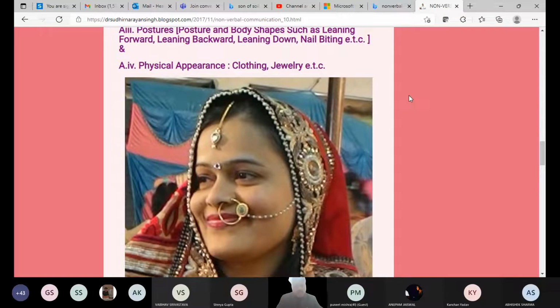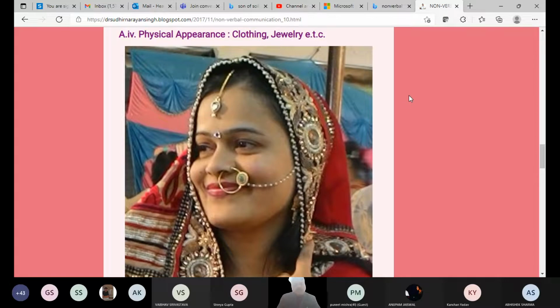Then there comes physical appearance. When you talk of physical appearance, there is always a guideline on the way we dress ourselves: clothing, jewelry, etc. When you are going for a certain interaction or entering a gathering, what kind of appearance do you want to carry? What clothes should be worn for the occasion, and what jewelry, or none? For example, if somebody is dead in your relation or known group, you will not wear the kind of jewelry being shown on the screen.